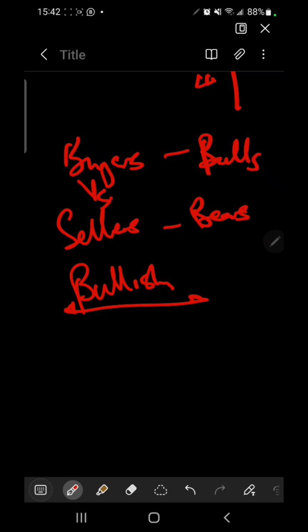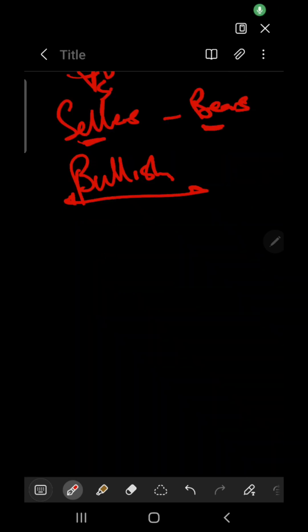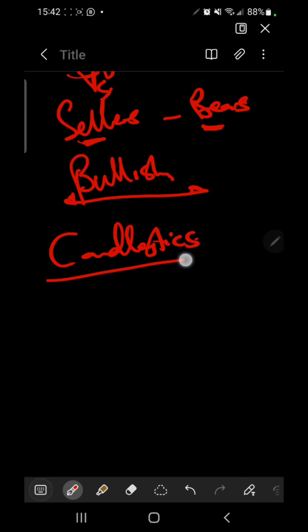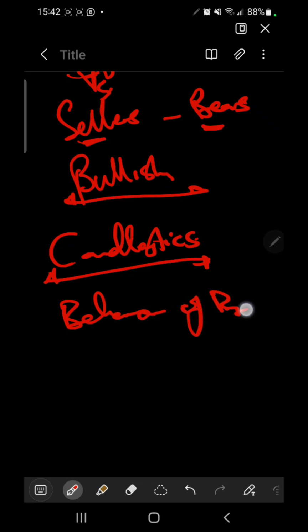Okay, so this is always a fight between the buyers and the sellers, or a fight between the bulls and bears. Buyers are the bulls and the sellers are the bears. All right, so this is when the concept of candlesticks comes into place. Candlesticks are basically bars that represent the behavior of buyers and sellers within a specific range of time.